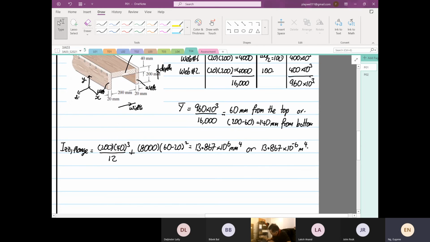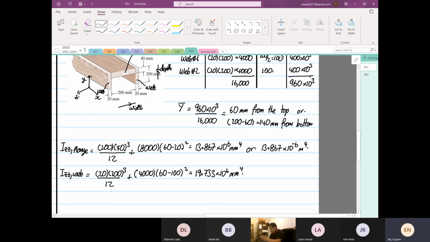Okay, then you have IZZ of the web. So this will be equal to 20 multiplied by 200 cubed over 12 plus 4,000 times (60 minus 100) squared. Okay, so 20 times 200 to the power 3 divided by 12 plus 4,000 times (60 minus 100) squared. You have 19.733 times 10 to the power 6.